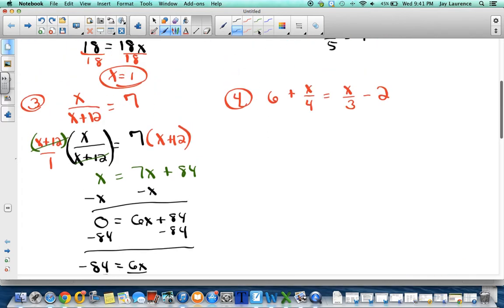Well, number 4 is similar, not exactly the same. I'm going to tell you, though, I'm going to get rid of either the 6 or the 2 first. I'll get rid of one of them, and then I'll worry about getting rid of my fractions. So I'll tell you what, I'll subtract 6 from both sides.